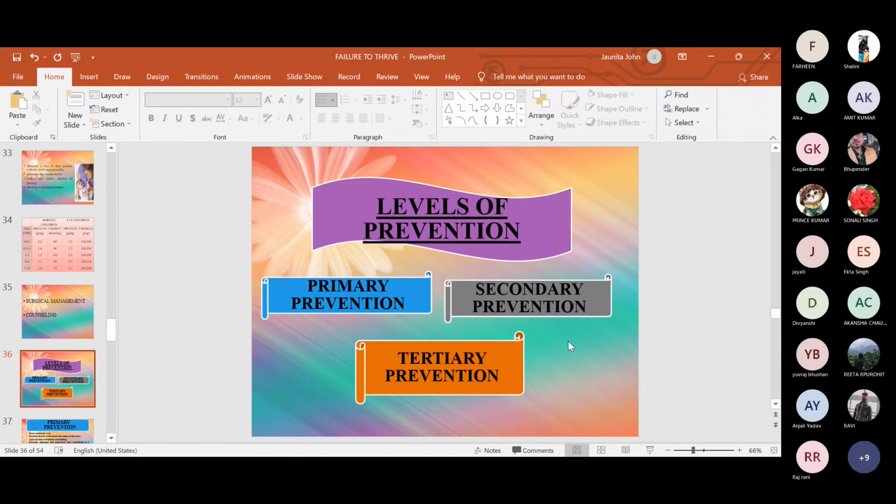Anyhow, you say, what do you mean by primary, secondary and tertiary? Any knowledge you have regarding this primary, secondary and tertiary? Yes or no, say it. You have or you don't have?